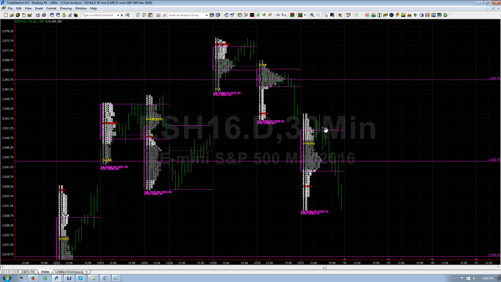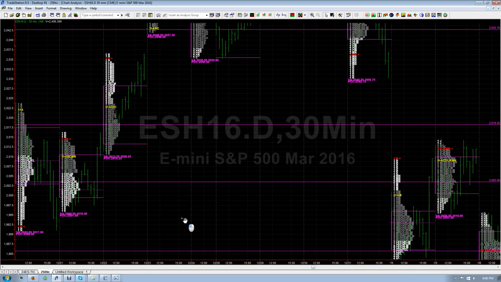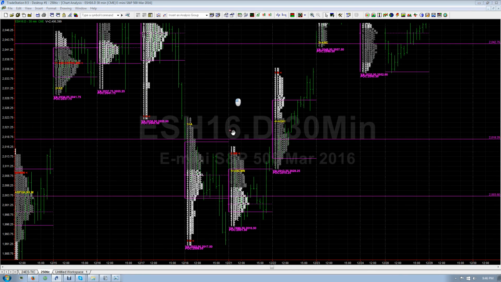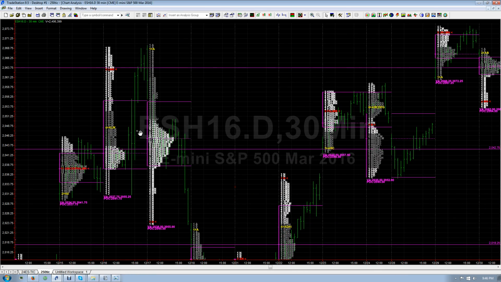Here's a good, nice little excess bar. You're up near the high. The close of the rotation closes below the open of the rotation. Beginning of a new intraday mini auction. Directional change. A little bit of profile repair there.